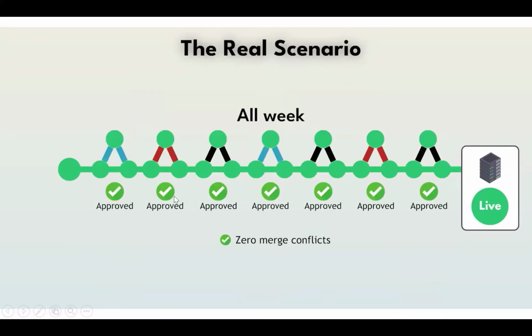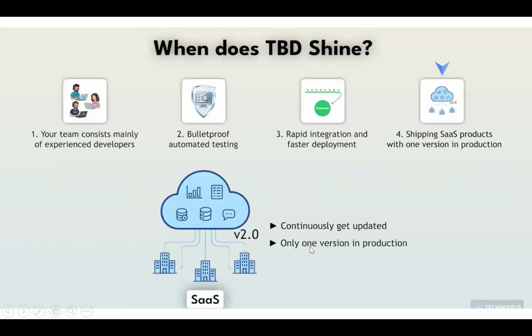This is how it looks like. Approved, approved. Means for every separate feature, you have a different branch for it. Zero merge conflict. No issue will be there because every feature is in a different branch, so the chances of getting a merge conflict will be zero. And these are the benefits of using it: bulletproof automated testing, rapid integration and fast deployment, and shipping a SaaS project. Any idea what SaaS is?